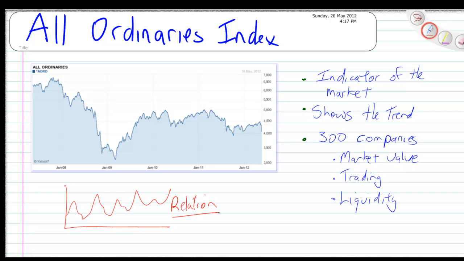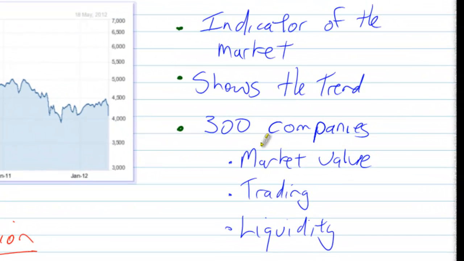And basically, in the All Ordinaries, you have a whole stack of companies. Now, in Australia we have 300 companies in the All Ordinaries Index, and sometimes they change, sometimes they stay the same. They've got to have a certain market value, they've got to be trading a certain amount, and they've got to have a certain amount of liquidity in their shares. So they've got to be moving around in the market to have an impact on the market. And sometimes the stock exchange will change what's sitting in there, but normally your big banks and BHP and those other big companies are sitting in there because they actually have quite an influence on the market.